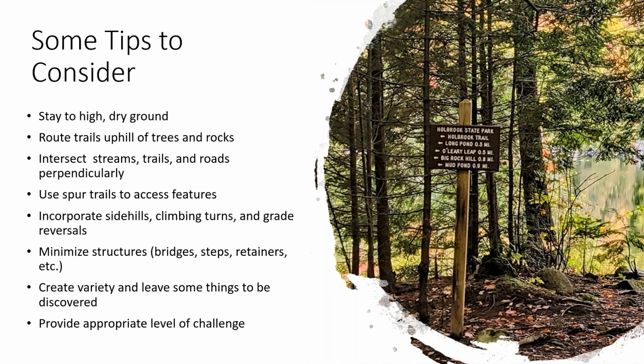Very important is to include or incorporate side hills, climbing turns, and grade reversals. We'll talk a little bit more about these later, but generally these three concepts are going to help you create a trail that's sustainable and lightly on the land. It's going to reduce erosion. It's going to reduce channeling of water flow, soil loss, and over time it'll also limit the amount of maintenance that you need to do. So if you can lay your trail out properly using these three features, you're going to save time in the long run in terms of maintenance.